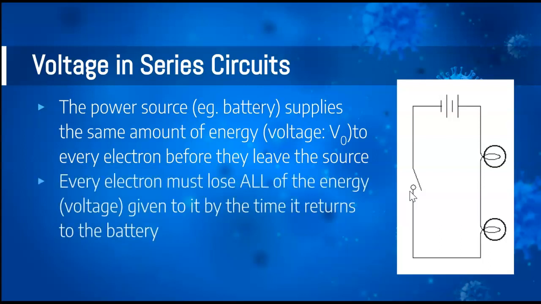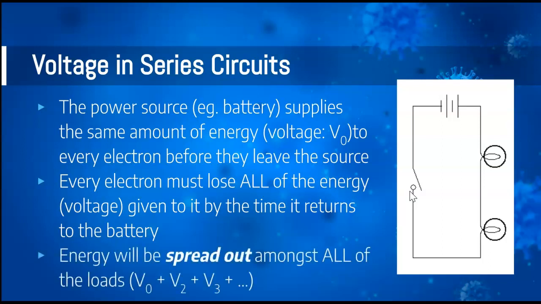Now, every electron must also lose all of its energy by the time it gets back to the battery. So that means no matter how many volts the electron gains as it leaves the battery, it has to lose it all and be down to 0 volts when it gets back to the beginning. So that means that the voltage of those electrons, that energy that has been given to those electrons, has to be spread out amongst all of the loads.